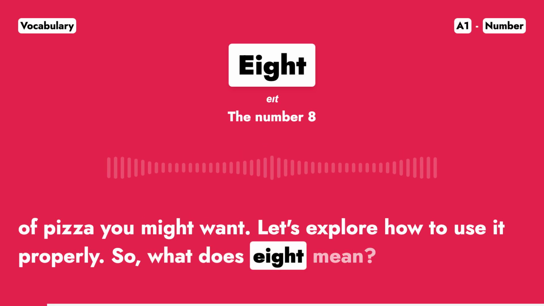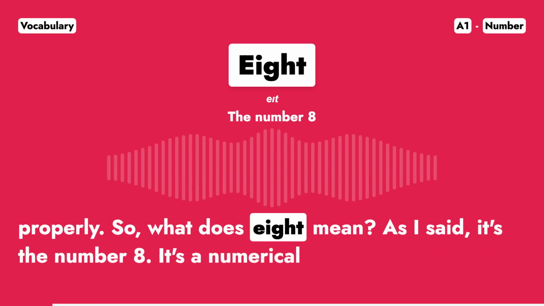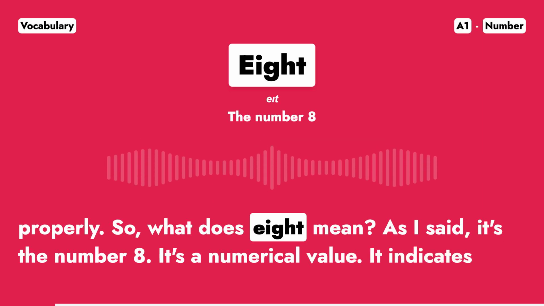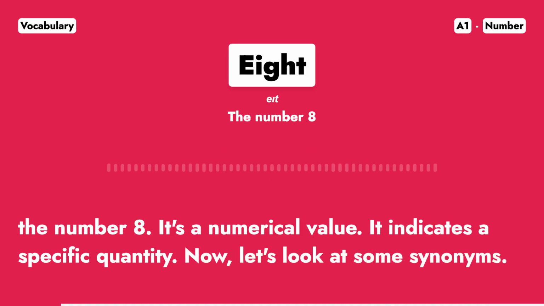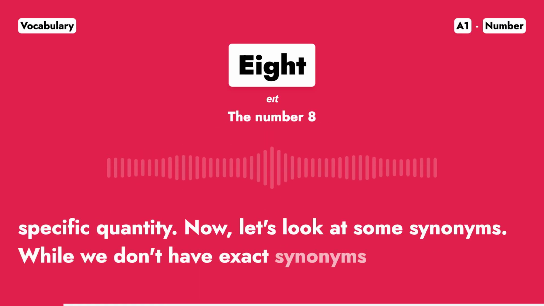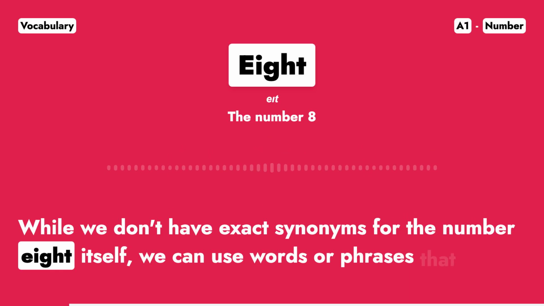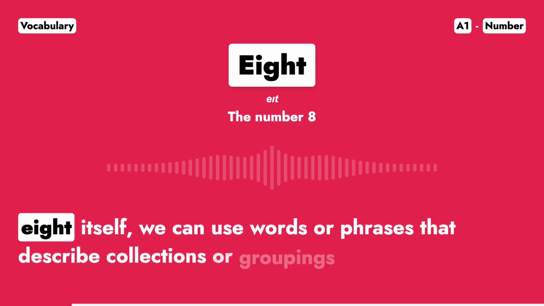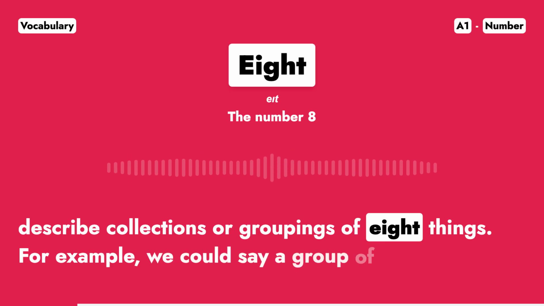So, what does 8 mean? As I said, it's the number 8. It's a numerical value. It indicates a specific quantity. Now, let's look at some synonyms. While we don't have exact synonyms for the number 8 itself, we can use words or phrases that describe collections or groupings of 8 things. For example, we could say a group of 8.